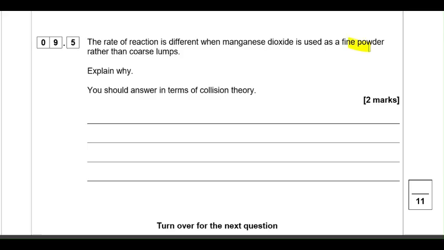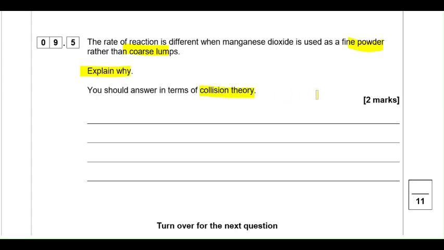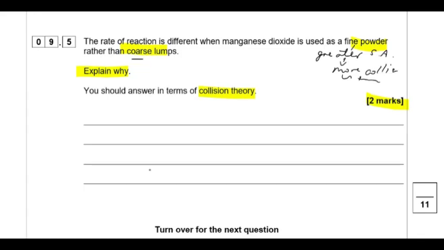9.5. The rate of reaction is different when manganese dioxide is used as a fine powder rather than coarse lumps. Explain why. Your answer should be in terms of collision theory, and this is for 2 marks. Anything to do with a fine powder or the size of particles is all about surface area, and fine powder has a greater surface area. So what this means is there will be more collisions between the manganese dioxide powder and the solution.